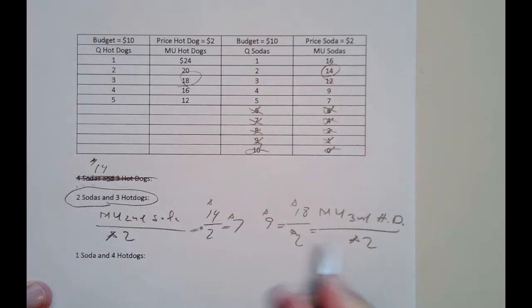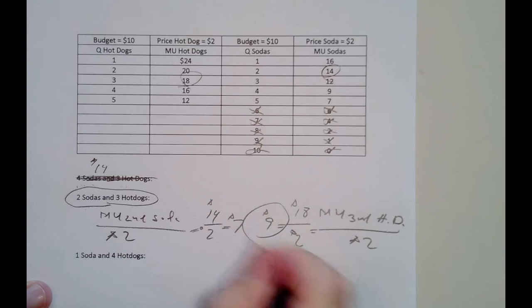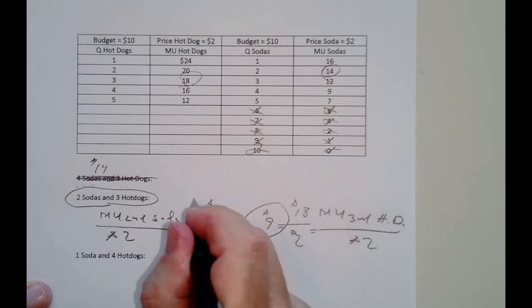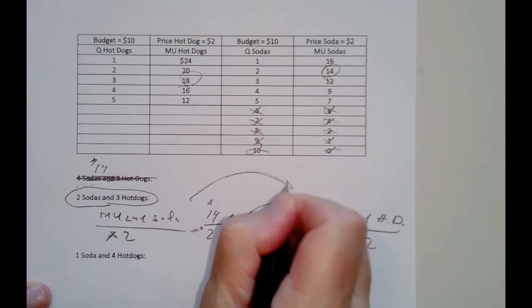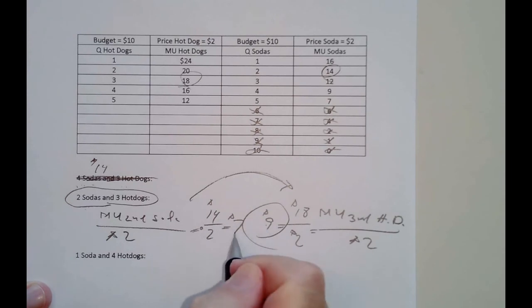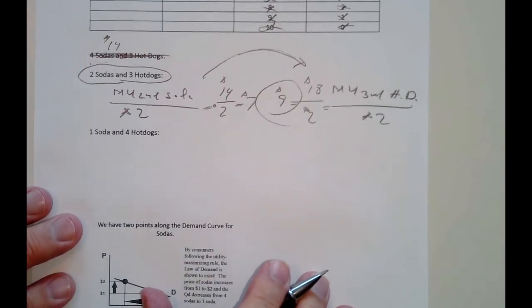So it looks like now, even after we cut back on sodas from 4 down to 2, we still have to go further in the direction of more hot dogs, because now again it's still a better return. Why? Because 9 is greater than 7. So let's buy 1 more hot dog. We're now at the 4th one.